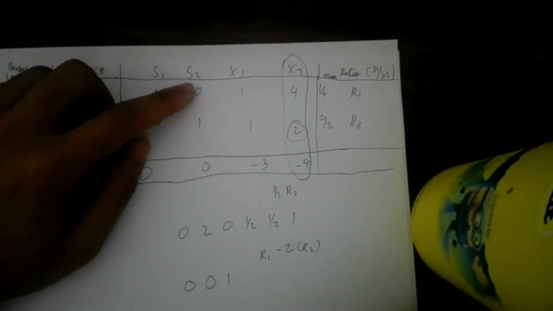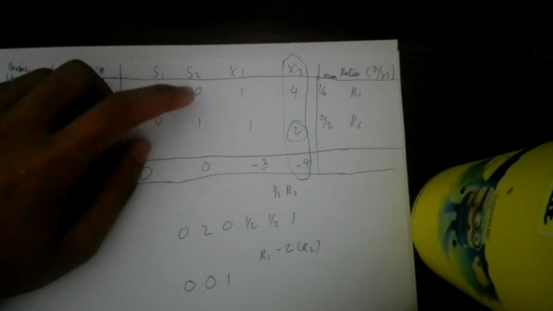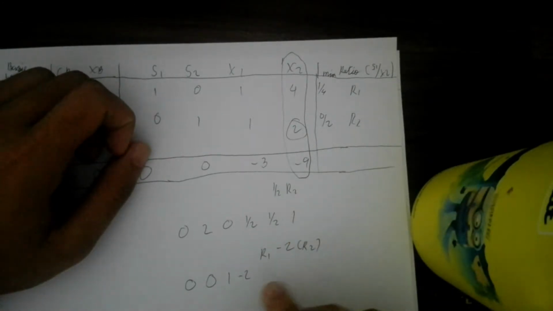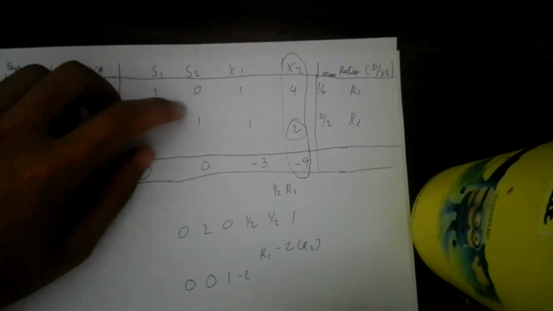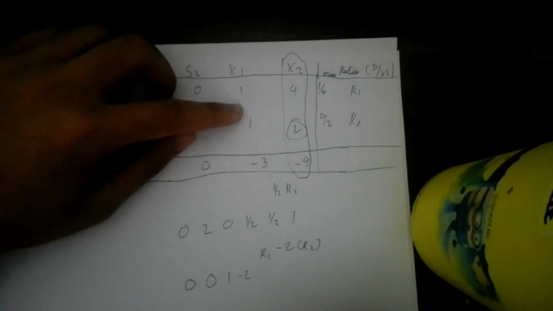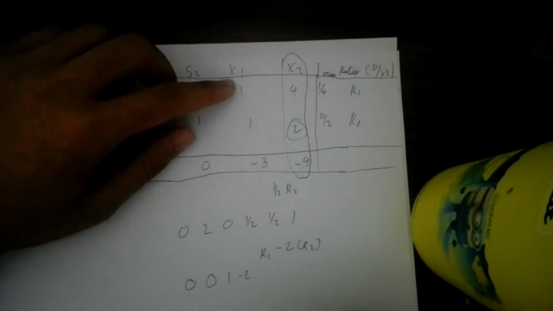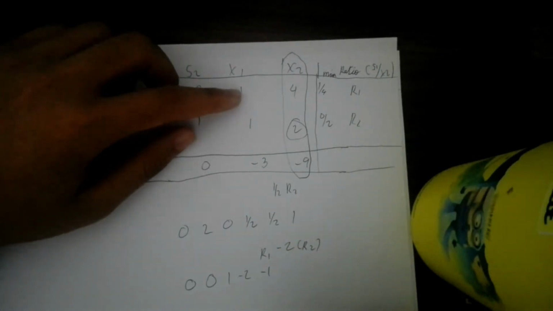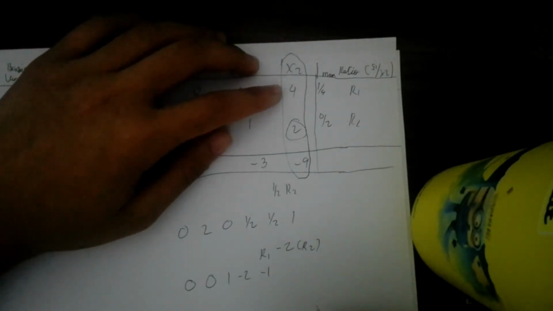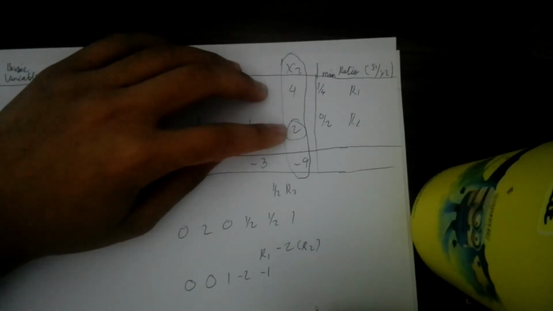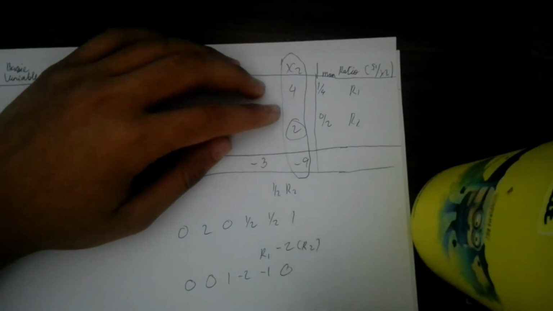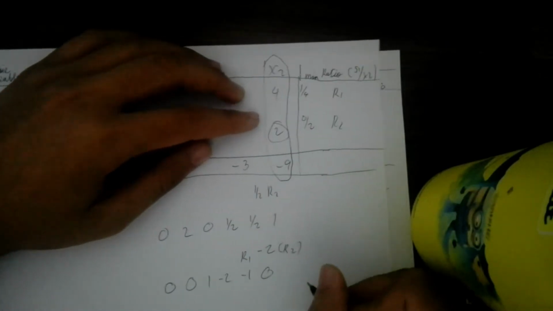Then 1 times 2 equals 2, and 0 minus 2 is negative 2. Next, 1 times 2 is 2. 1 minus 2 is equivalent to negative 1. And lastly, we have 4 and 2. 2 times 2 is 4. 4 minus 4 is 0. This will be our new row 1.